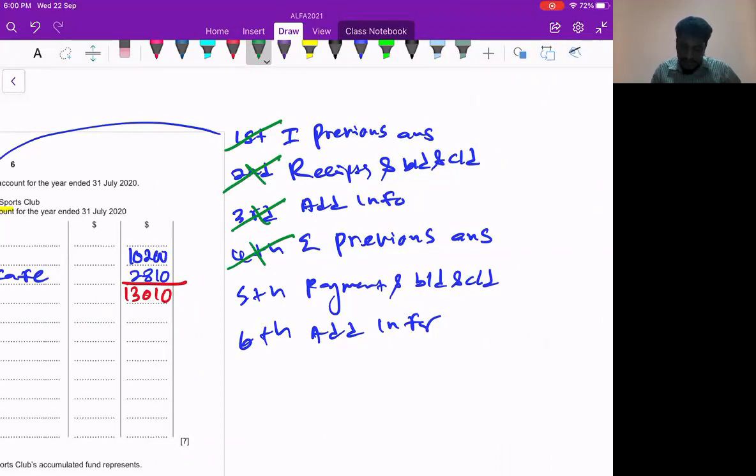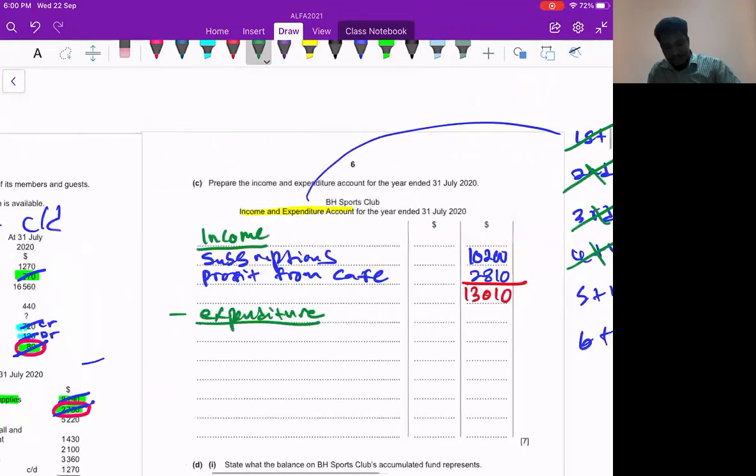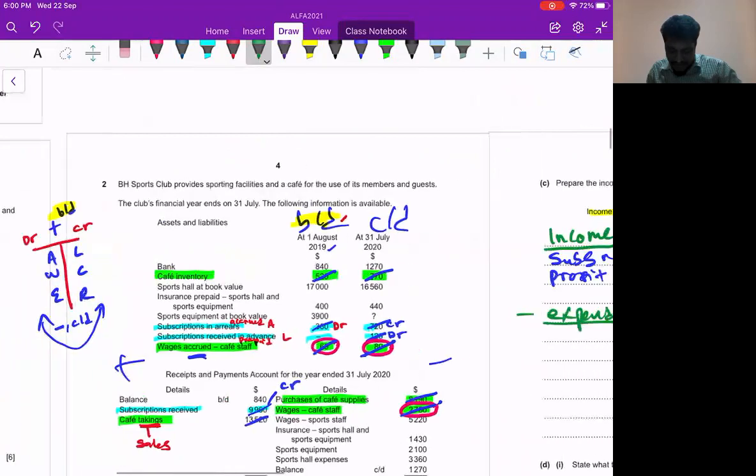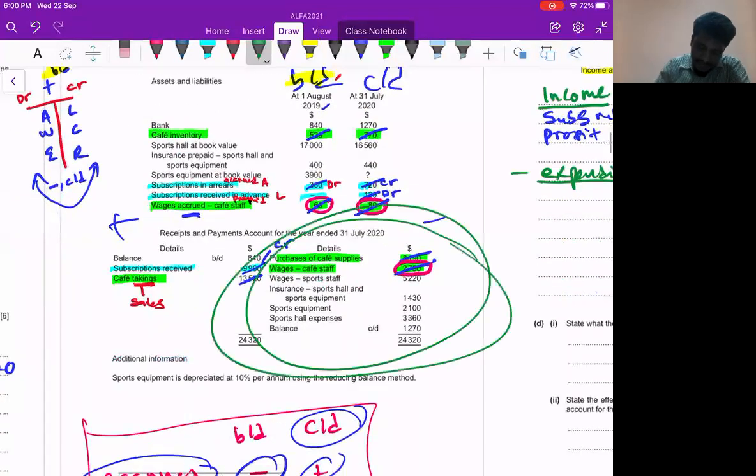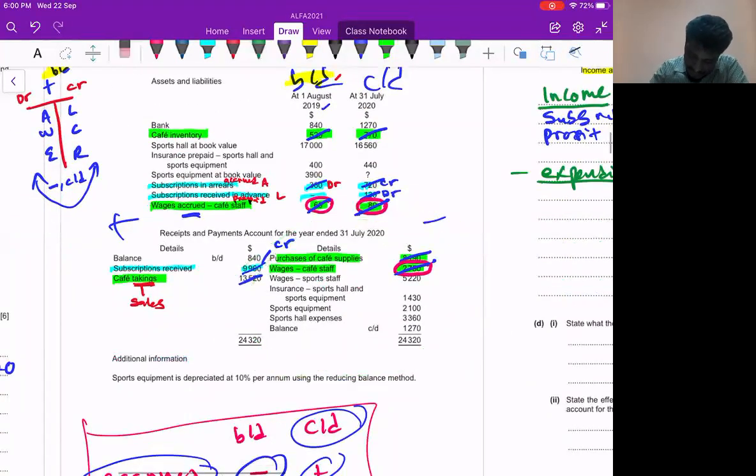Next one is payment. Check in the payment. Do you have any expenditure? This is my payment. Okay, first one, the purchases are already taken care of. Wages for cafe staff we already put in the cafe trading account, so don't care. Yes, next one is wages for sports staff. Wages for the sports staff is my expenditure.